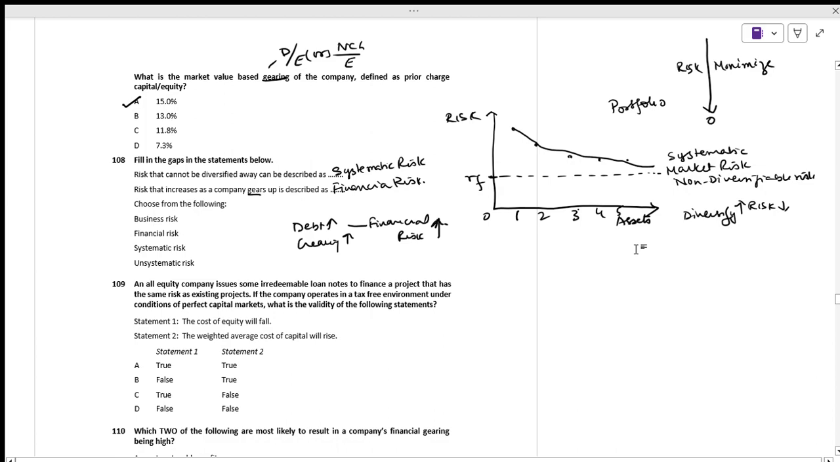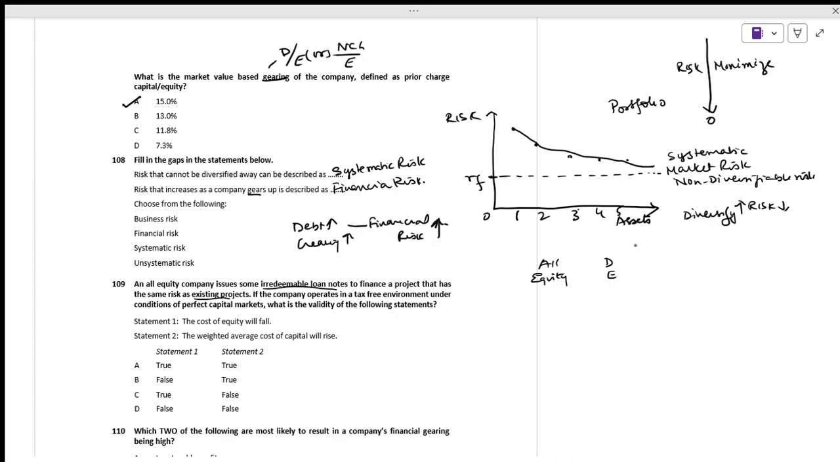Next. An all equity firm issues some irredeemable loans to finance a project that has the same risk as existing projects. Means there is one all equity firm. They want to make it debt and equity.